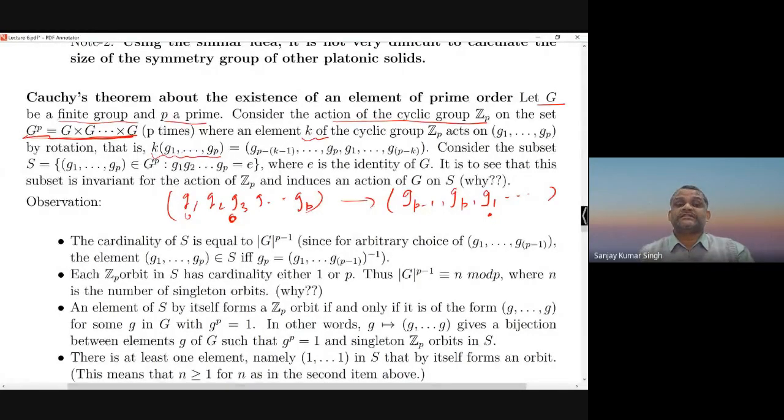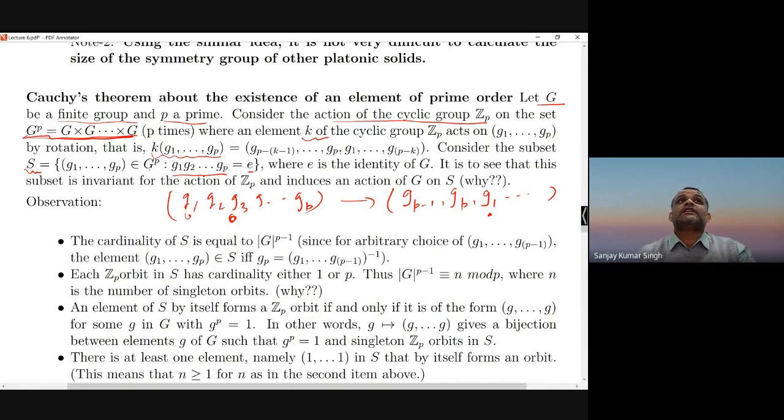Now consider this set S. This set is nothing but all elements in G^p with the property that if I take the product of them, then it should be the identity. First, my claim is that of course this set is non-empty. Why? Because if I take e, e, e, e, e, then of course the product of this is e.